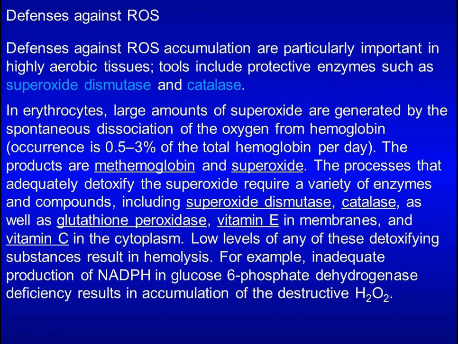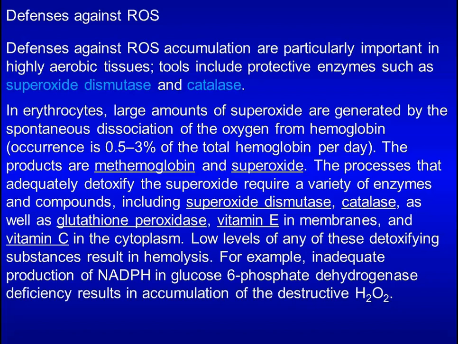Defenses against reactive oxygen species are particularly important in highly aerobic tissues. Tools include protective enzymes such as superoxide dismutase and catalase. In red blood cells, large amounts of superoxide are generated by the spontaneous dissociation of oxygen from hemoglobin. The products are methemoglobin and superoxide.